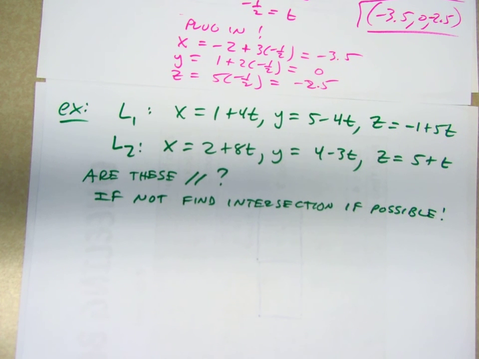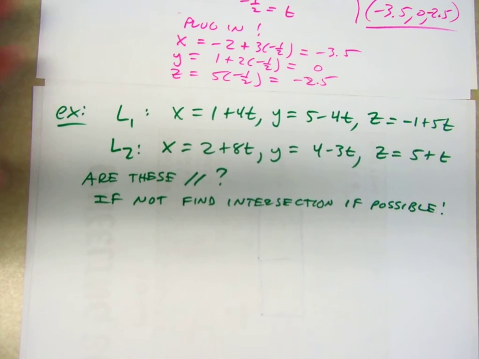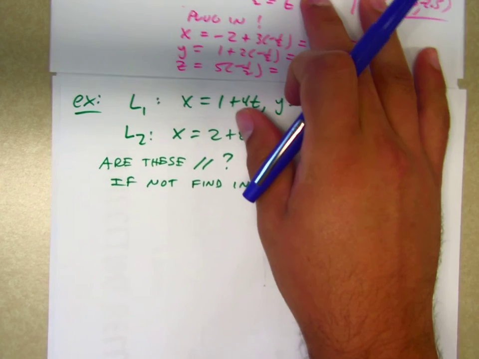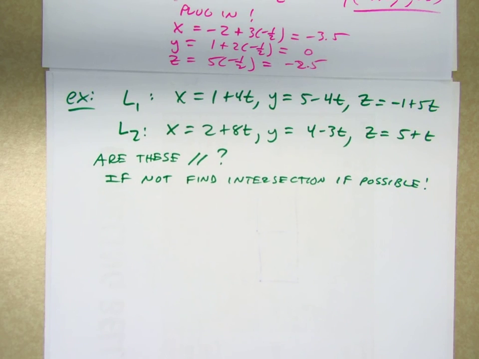All right, so now that we've reviewed how we know if vectors are parallel, can you guys remind me? How do I know if two vectors are parallel? They're scalar multiples of each other.